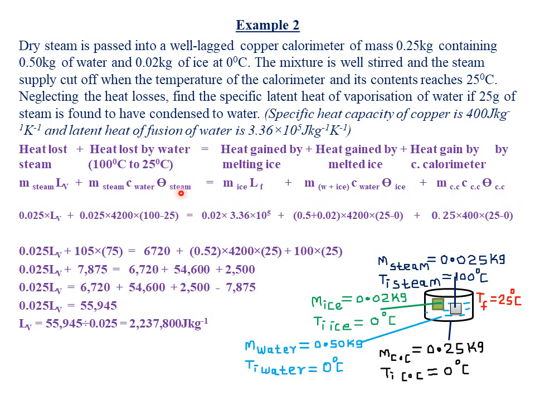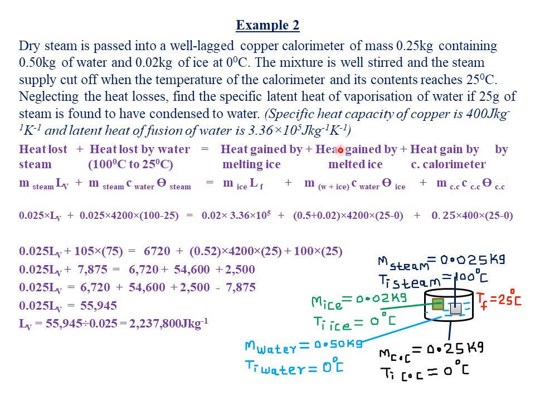For the change in temperature for the steam, we'll simply take the difference between the initial temperature of the steam and the final temperature of the mixture, which of course is 100 minus 25. So the change in temperature for the steam is 100 minus 25. Then the mass of ice was actually 0.02 kg. So we have it here, 0.02 kg times the specific latent heat of fusion, which we are given as 3.36 times 10 to the power 5 joules per kilogram per Kelvin.